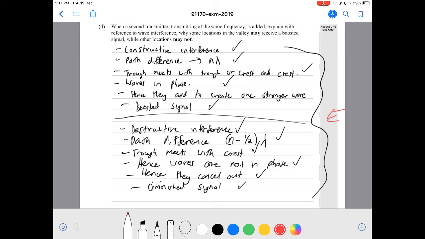You have to mention constructive interference and destructive interference no matter what. And you need to mention this one, and link it to boosted signal. That might get you a merit grade. And in terms of getting an achieved grade, if you can just say constructive interference or destructive interference, that could be enough for an achieved. Yeah, but I'm not too sure.